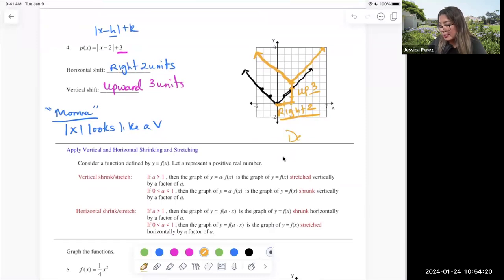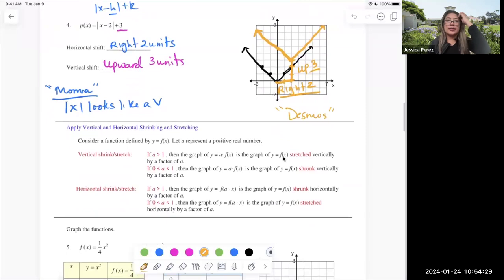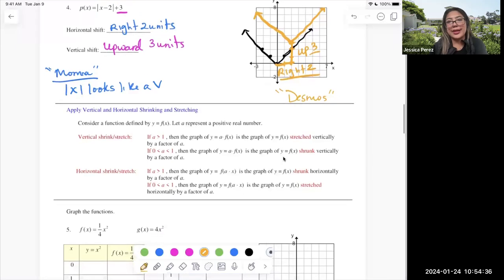So you're going to be doing the Desmos activity that involves shifting, of course. You can play around with the Desmos activities and be able to see all these transformations in terms of vertical and horizontal shifting.